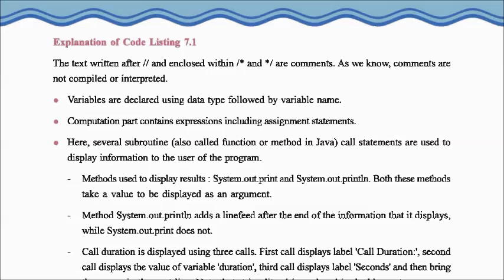System.out.print and System.out.println. Both are functions, or we can say methods, to print something on the screen. Both these methods take a value to be displayed as an argument. System.out.println adds a line feed after the end of the information that it displays, while System.out.print does not. When you use System.out.println, it will leave one line after printing, and when you use System.out.print, it will not go to the next line.